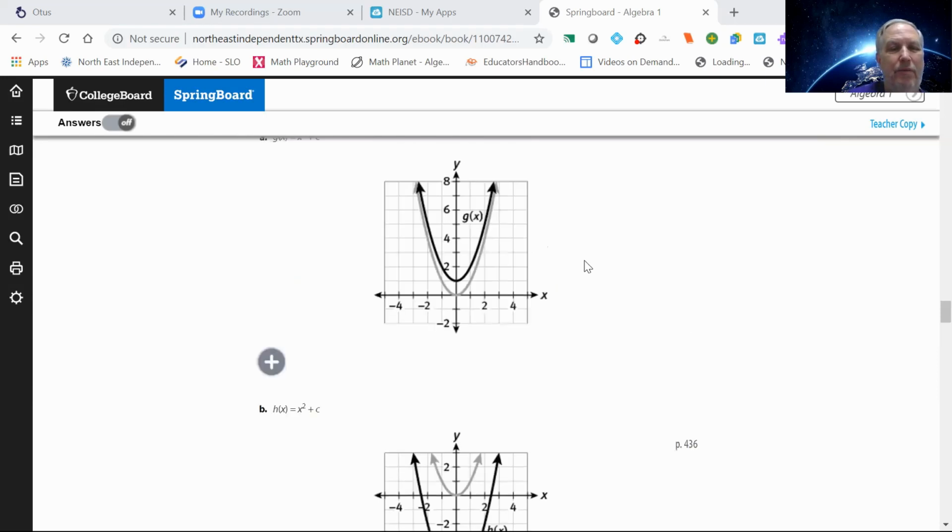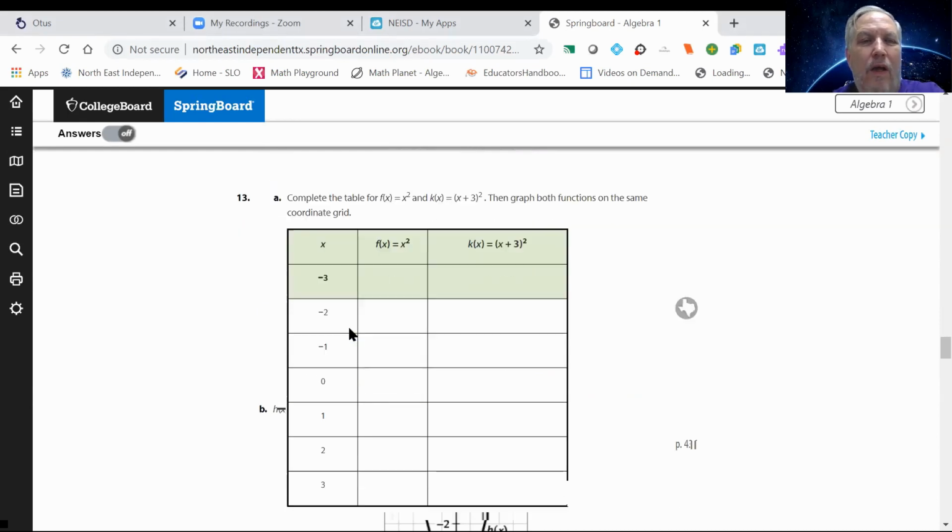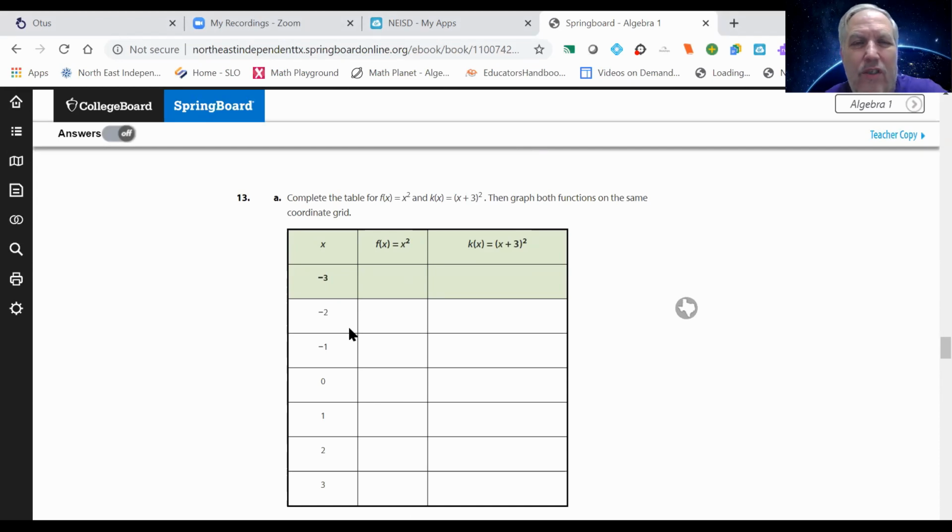Let's go down to item number 13. Okay, item number 13. Item number 13 says complete the table for f of x is equal to x squared, and k of x is equal to x plus 3 squared. Again, this is another translation, so I just want you to recall from when we learned about translations, the changes are happening to the x before the function is run. The function is we're squaring the input value. Here, the input value is changed.